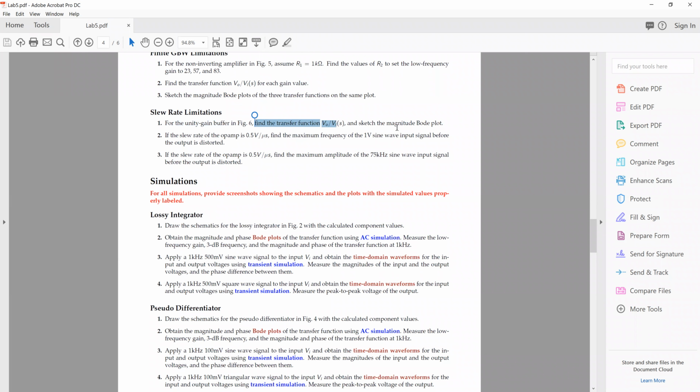Find the transfer function, and then the slew rate of the op-amp is actually the slew rate of the UA741 from the datasheet, if you remember. Find the maximum frequency given an amplitude, and find the maximum amplitude given a frequency, using the slew rate. All right, that's your calculations.